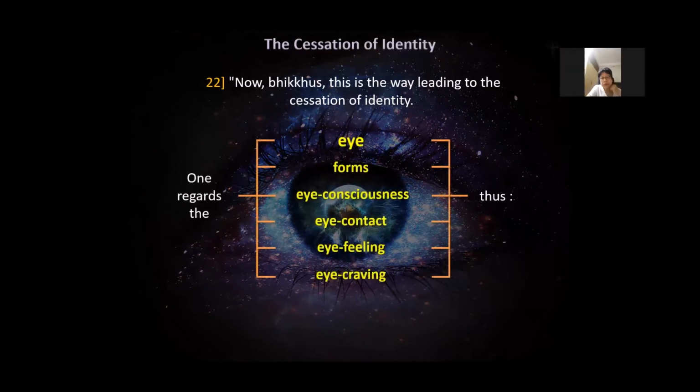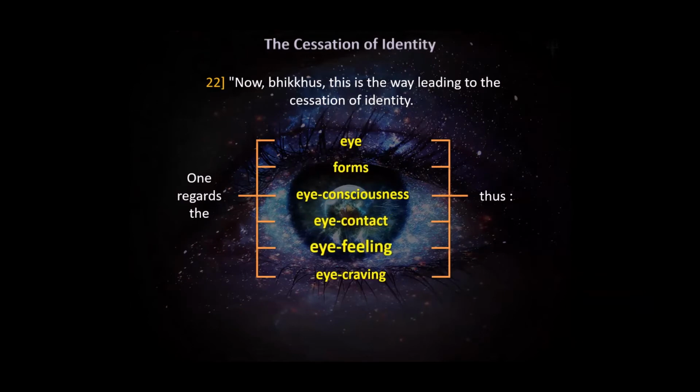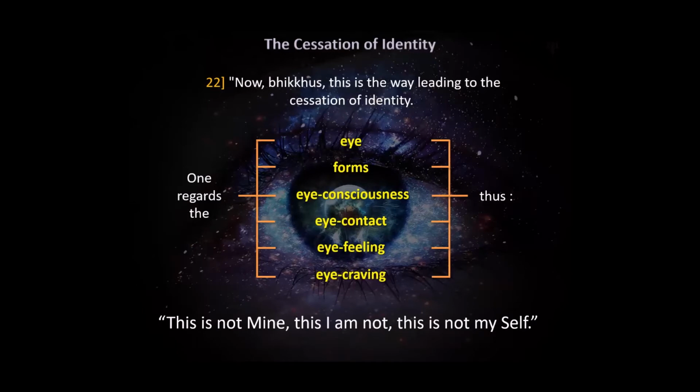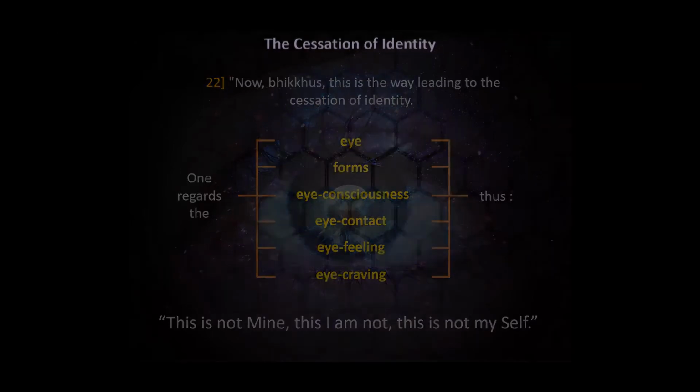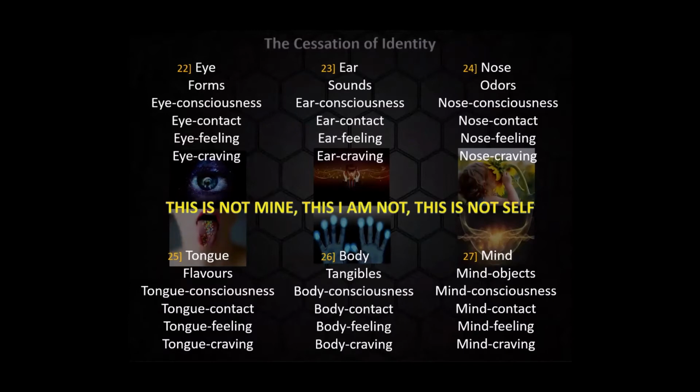One regards the I, forms, I consciousness, I contact, I feeling, I craving, thus: This is not mine. This I am not. This is not myself. Here we know, right, that in order to have cessation of identity, we must see, understand, and realize non-self. The cessation of identity applies to all 6 sets of 6.